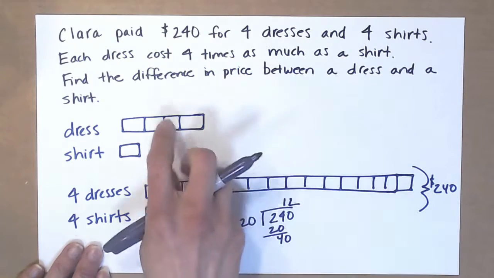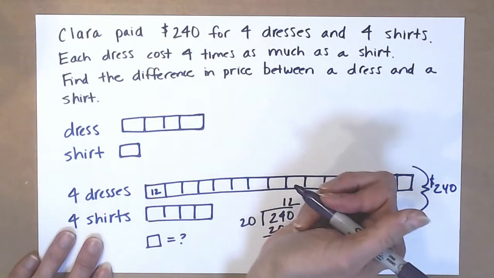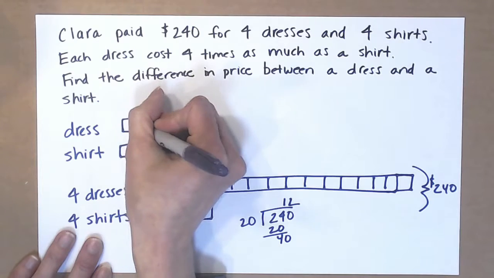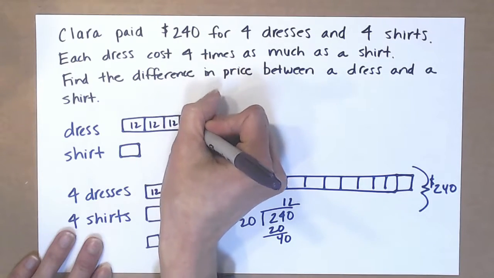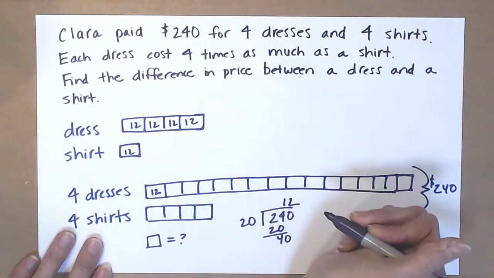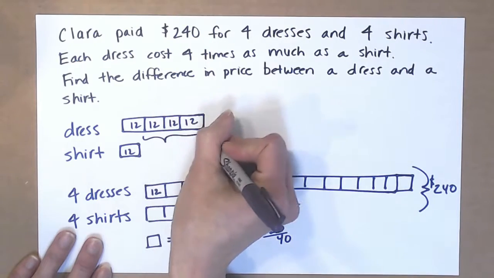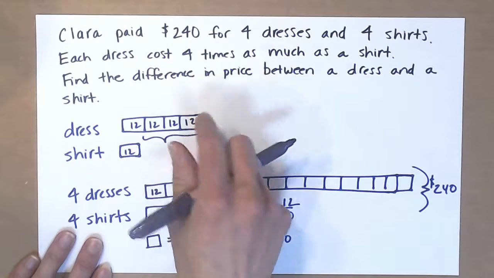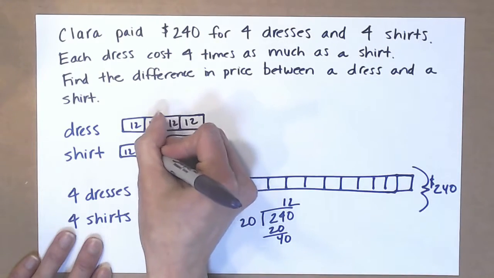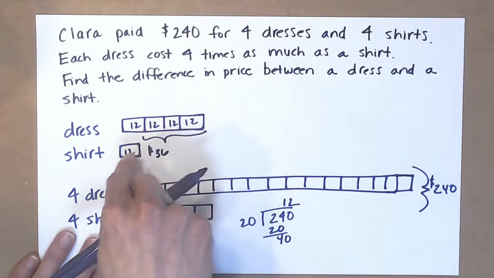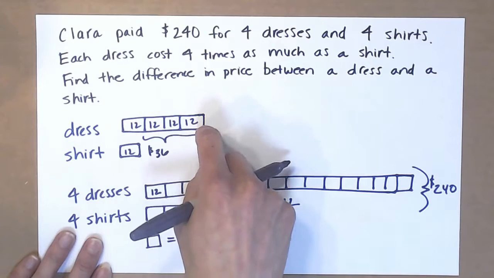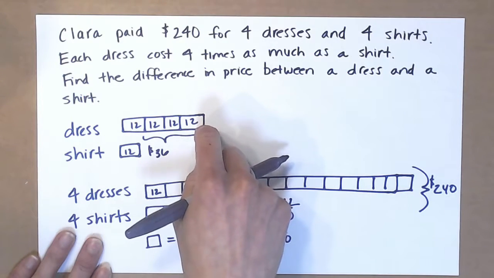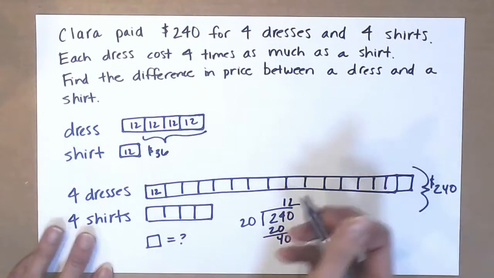Okay, so now we can go back up here and find the difference in price. Because if they each represent 12, we can find the difference in the price, which would be the 12 times 3, $36 difference. Because a shirt is 12, a dress is 12 times 4 or 48. 48 minus 12 is 36.